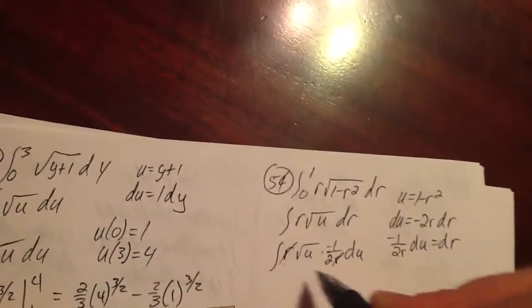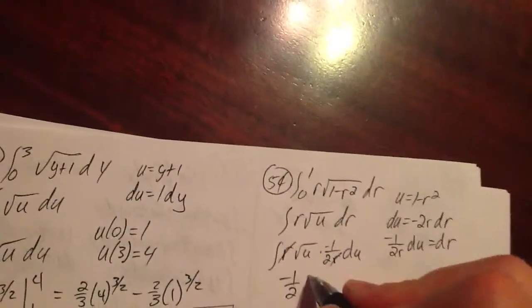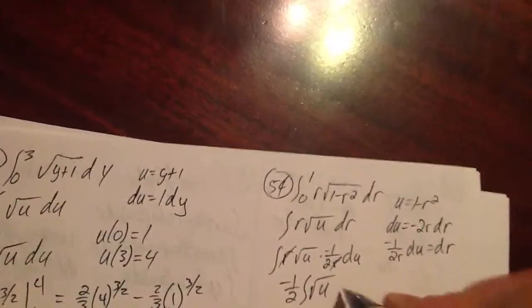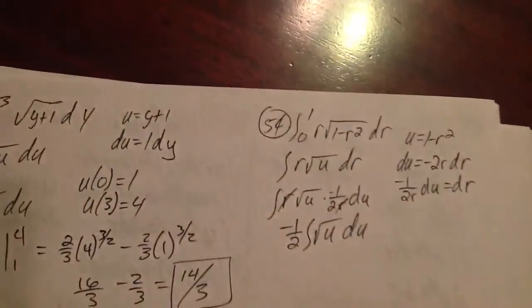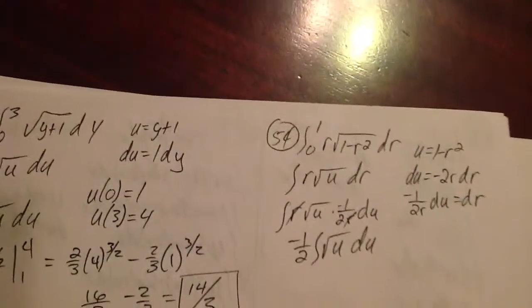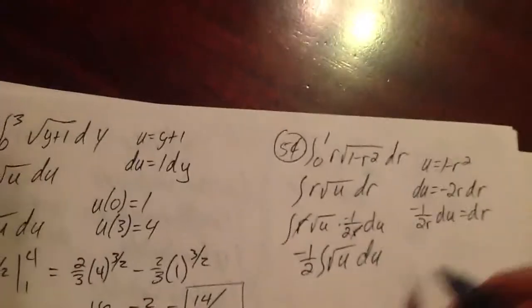R's will cancel, so I have negative 1/2 integral square root of u du. Notice I brought it out front. You can do that. It's easier. Okay, so it's u to 1/2 again. Let's get our new numbers.